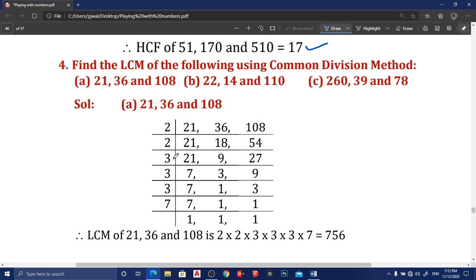Now go to 3, the next prime number. So 3 7s, 3 3s, 3 9s. Next, maximum these two numbers can be divisible by 3, so choose 3 only. Bring down 7. 3 1s are 3, 3 3s are 9. Next here you can choose any one of these two. Bring down 7, 1 and 3 1s are 3, and now take 7, 7 1s are 7, 1, 1. So you are getting all ones in the last row, and then multiply 2 into 2 into 3 into 3 into 3 into 7. By multiplying them you will get 756 as LCM.